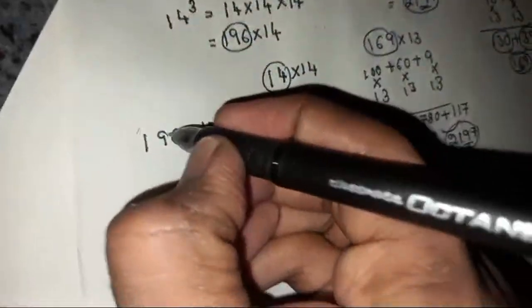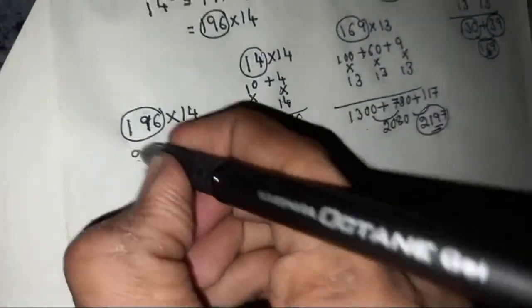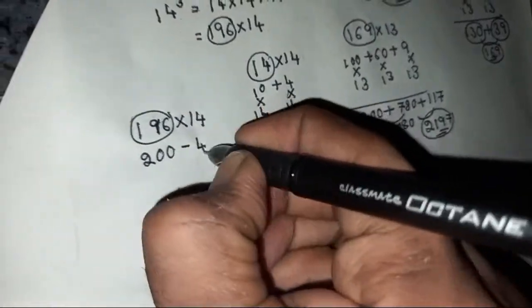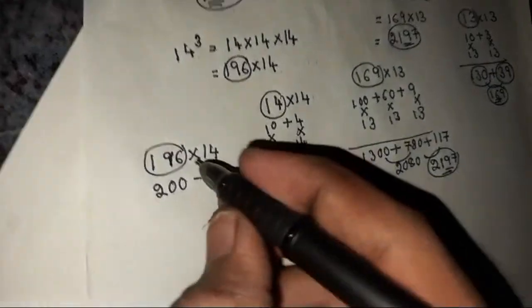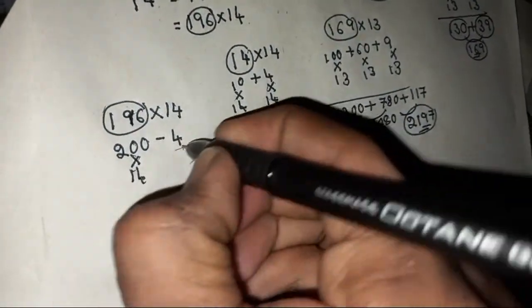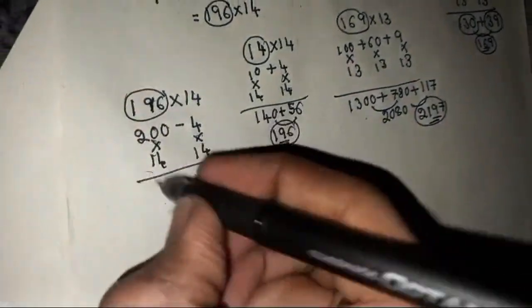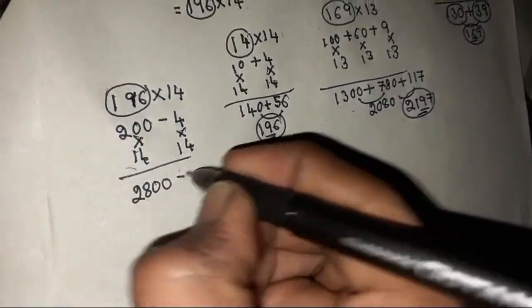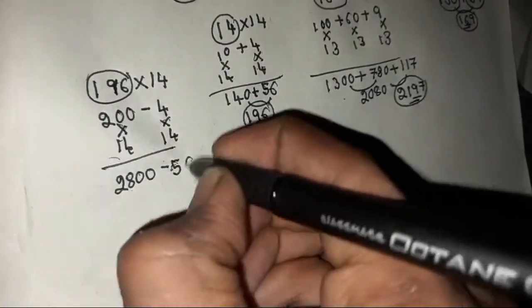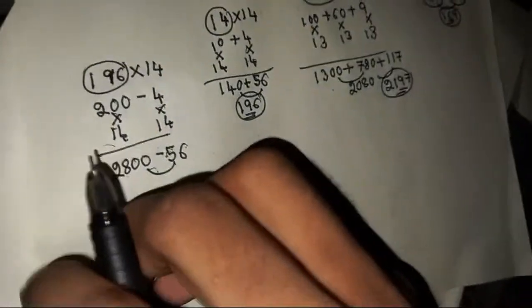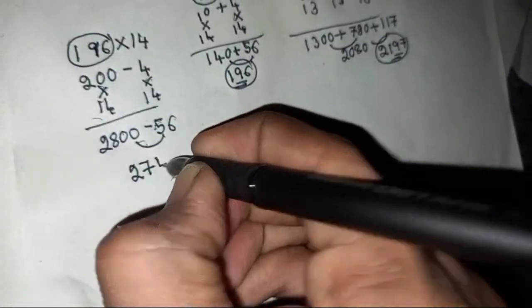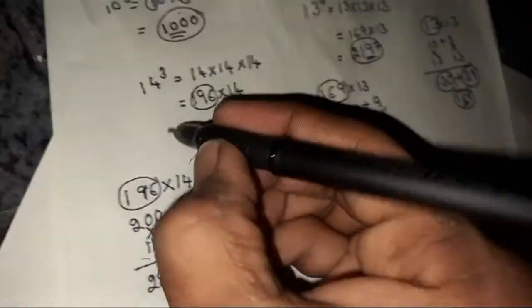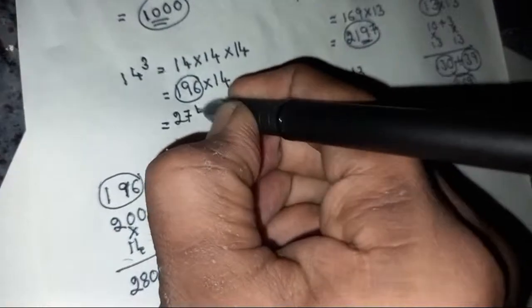This one you can split as 196 can be split as 200 minus 4. This minus splitting do only when they are near to these whole numbers. Here also 14 and here also 14. 14 times of 2 is 28 with 2 zeros. 14 times of 4 is 56. When you subtract it, you're going to get 2744. That's the value of this 2744.